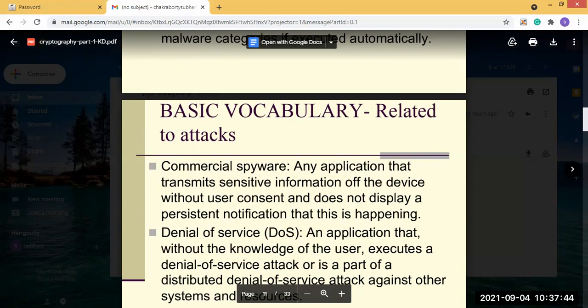First, we will discuss commercial spyware. What is spyware? It is basically an application, and this application transmits the sensitive information of the device without the user's consent. That means if a spyware attack happens on your system, the application will be present in your system and, without your consent, it will transfer sensitive information one by one, but you will not be able to do anything, and you will not even know it is happening, because no notification will be shown.